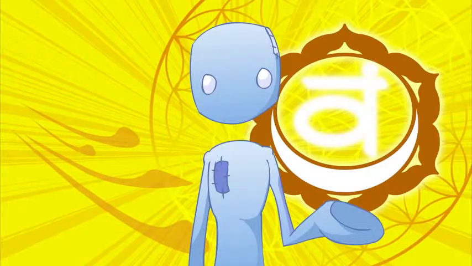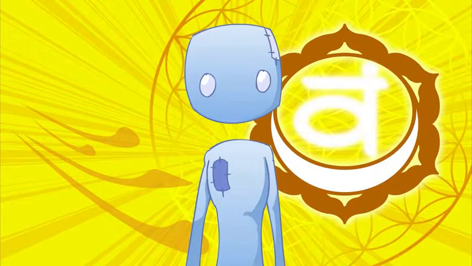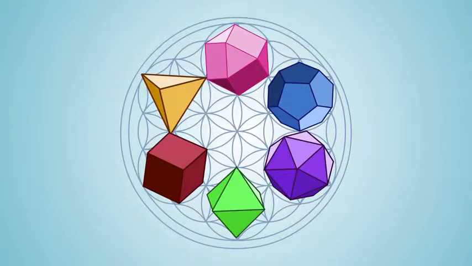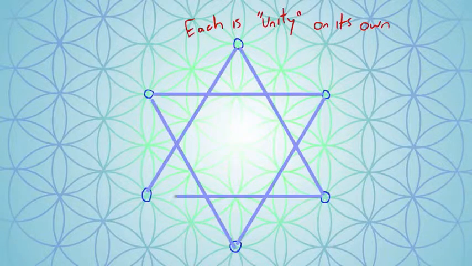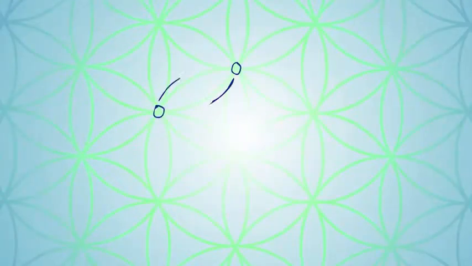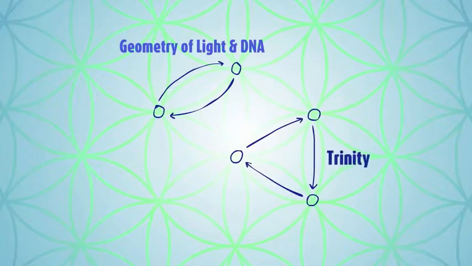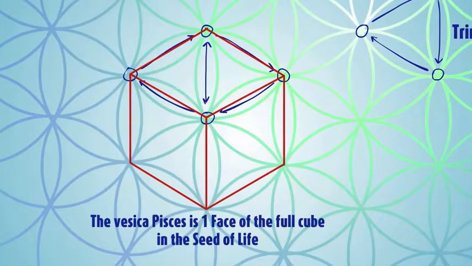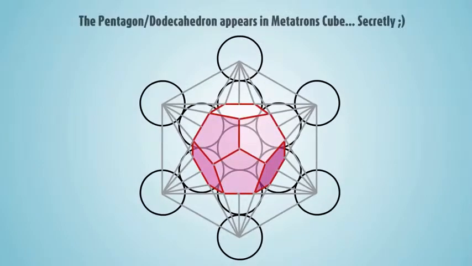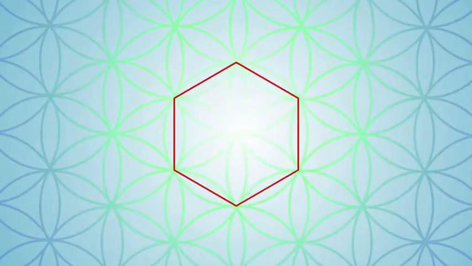Do you see how each geometry is connected to a different energy? There's a lot of connections here that we can make to start seeing things bigger. Each point on the flower of life is one, and when you connect them, the geometries expand. Two is a line. Three is a trinity, a triangle. Four, in the flower of life, is a vesica piscis, but it can also be a square. As these expand, they grow in dimension as well. Five is a pentagon, and six is a hexagon.